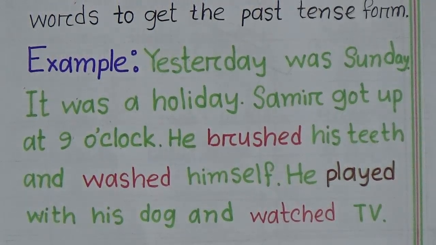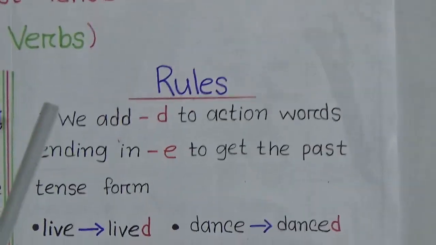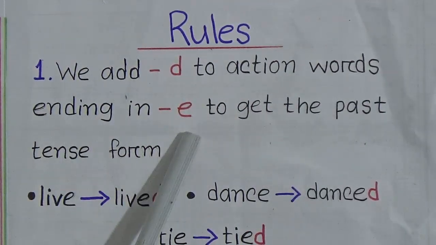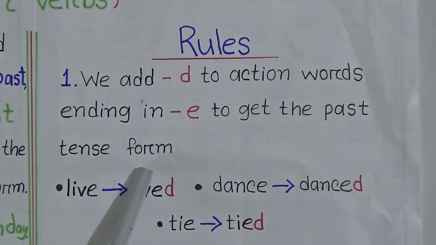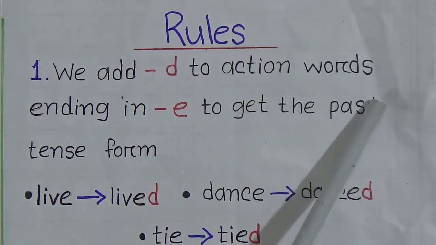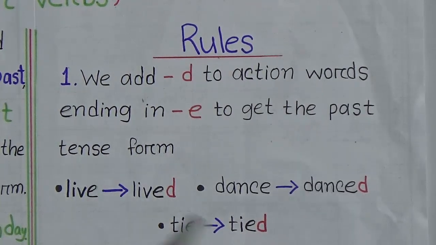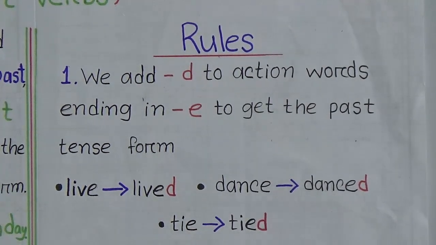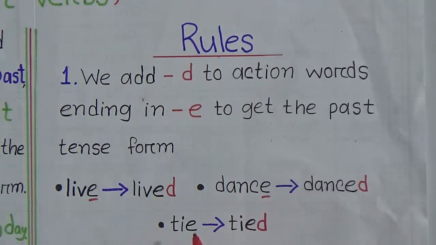Now students will learn some rules for the simple past tense. Our first rule is we add d to action words ending in e to get the past tense form. Look at these examples. Live, lived. Dance, danced. Tie, tied. Look at this example, this word ends with the letter E.